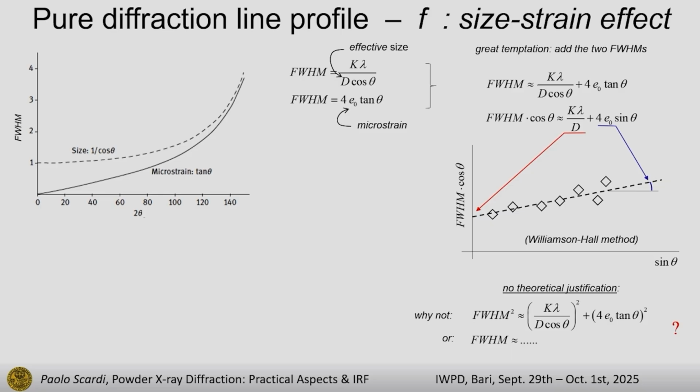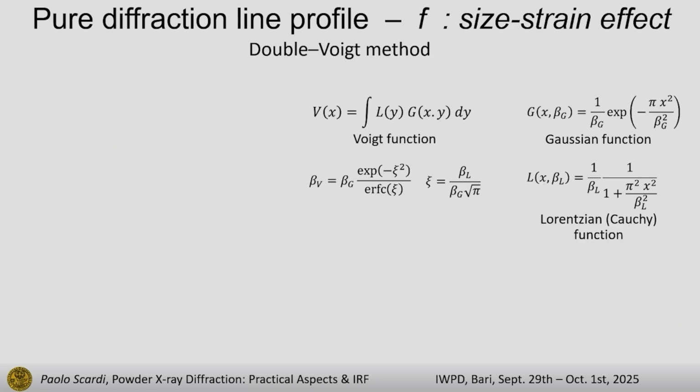That's the message. So now let's go a step forward toward Rietveld and what is in TOPAS. I talk of TOPAS because it's the best software I can use for these things, but it is not just TOPAS, it's any other Rietveld software. This is the double Voigt approach. And let me introduce the Voigt function, as we should call Mr. Voigt. It's a convolution of a Lorentzian and a Gaussian function.